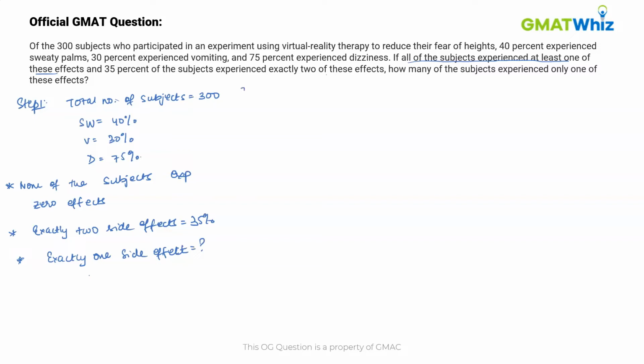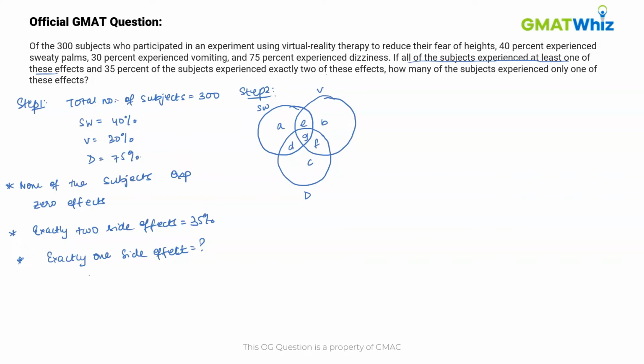Now, let's move on to step 2 and understand how to proceed with the solution. The question can be solved in the simplest way if we draw an entity diagram with 3 entities. The first one representing the subjects who experience sweaty palms, the second one with the subjects who experience vomiting, and the third one with the subjects who experience dizziness. Now, let's name the regions as A, B, C, D, E, F, and G.